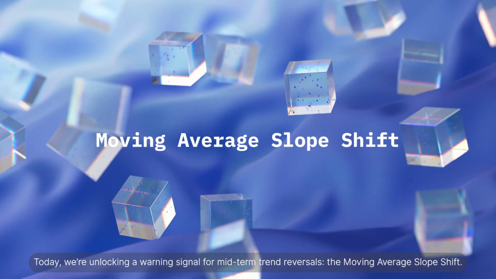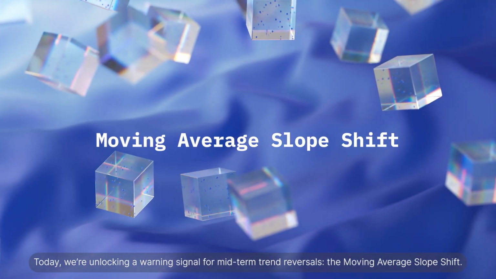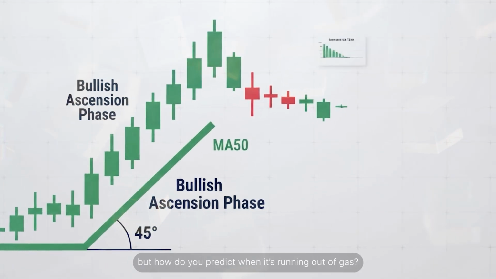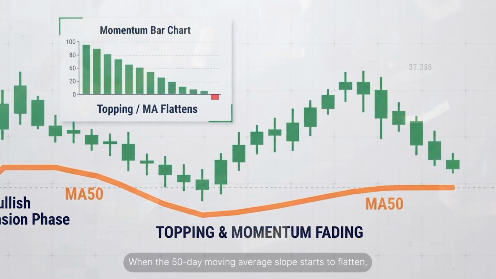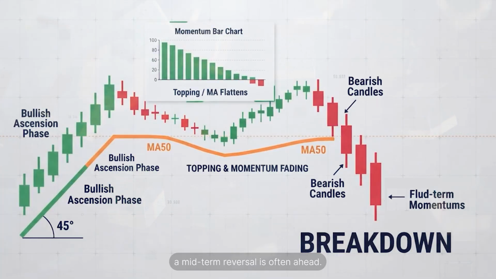Today we're unlocking a warning signal for midterm trend reversals, the moving average slope shift. Moving averages show the current trend, but how do you predict when it's running out of gas? The answer is the slope. When the 50-day moving average slope starts to flatten, a midterm reversal is often ahead.